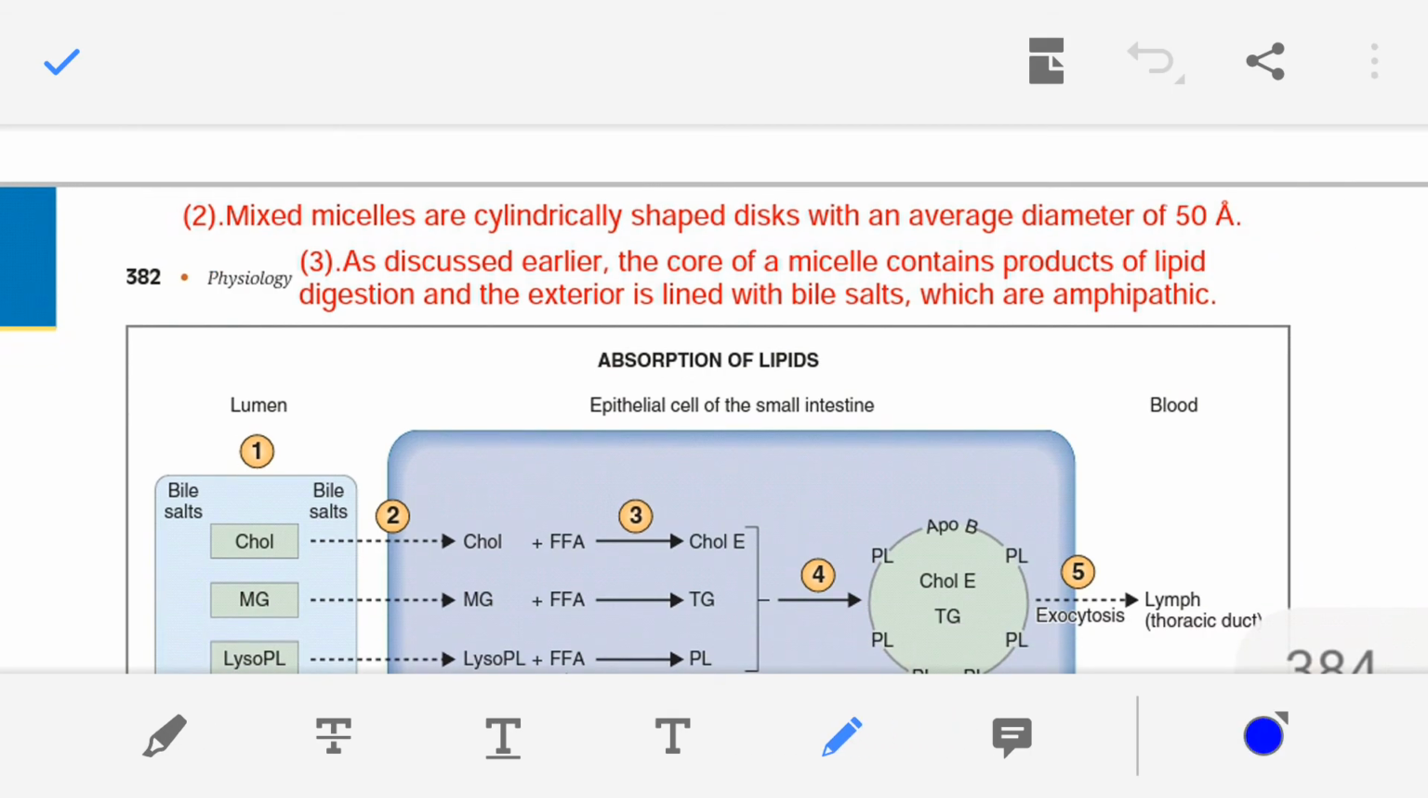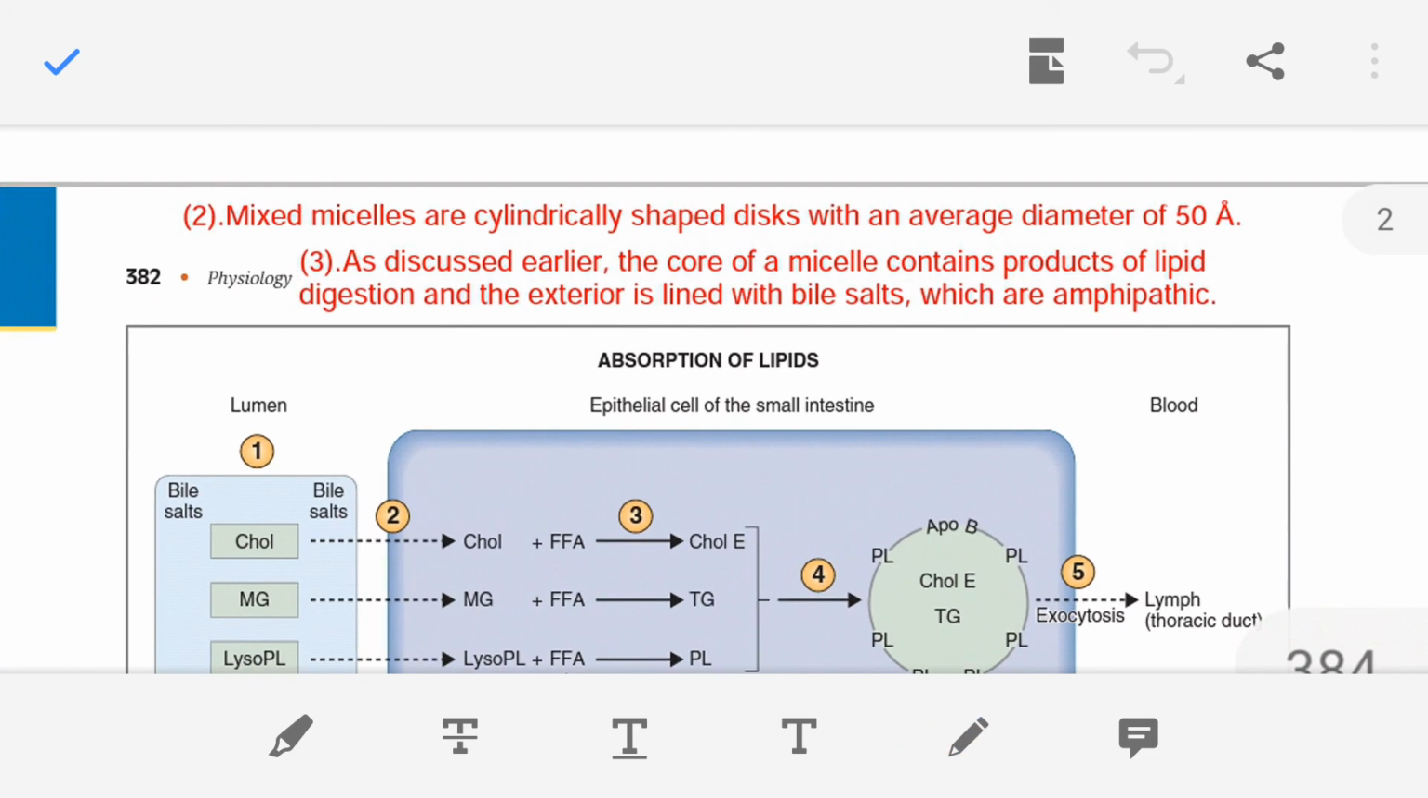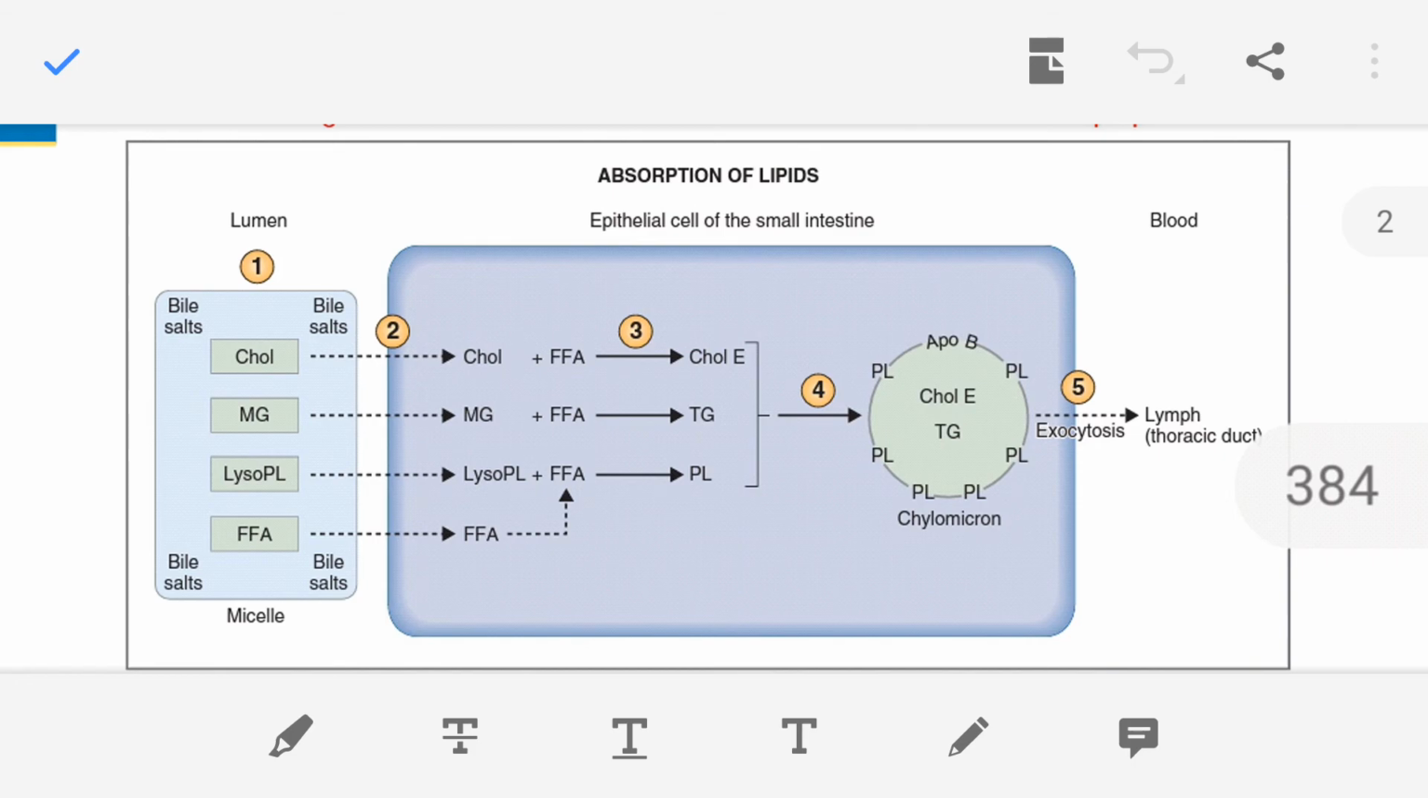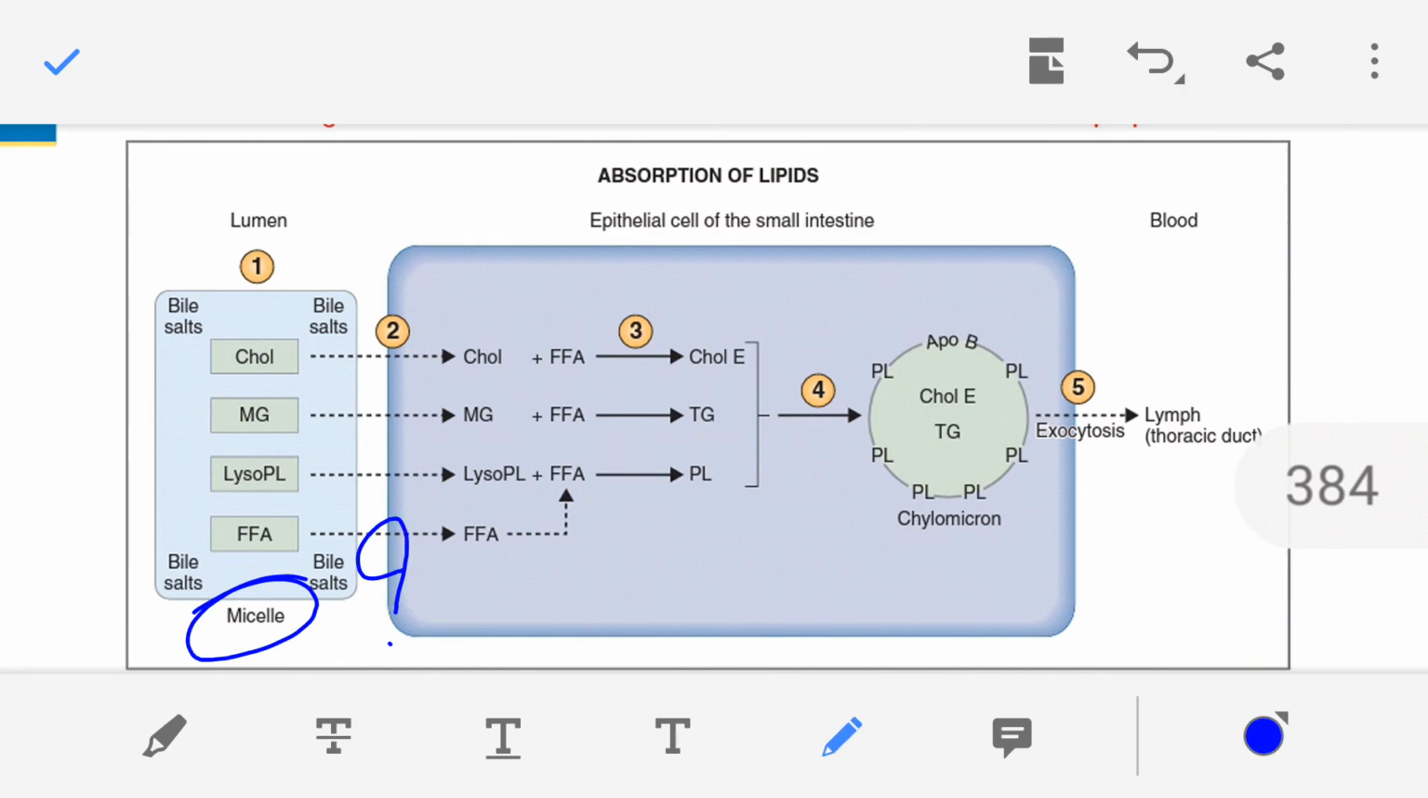Now the core, that means the center of the micelle, contains the lipid digestion products, and these are covered exteriorly by the bile salt, and the bile salts are amphipathic. So here in the figure, one micelle is shown, and how is the micelle formed?